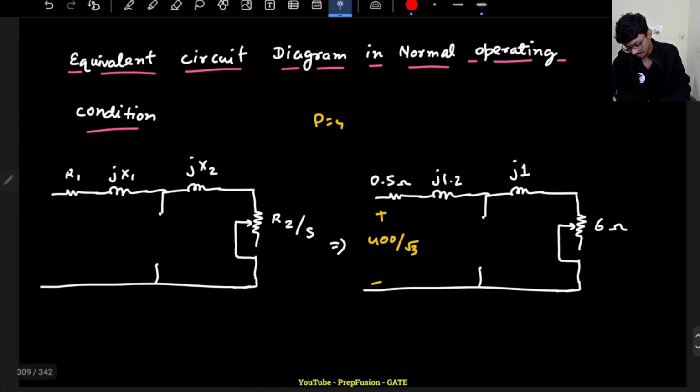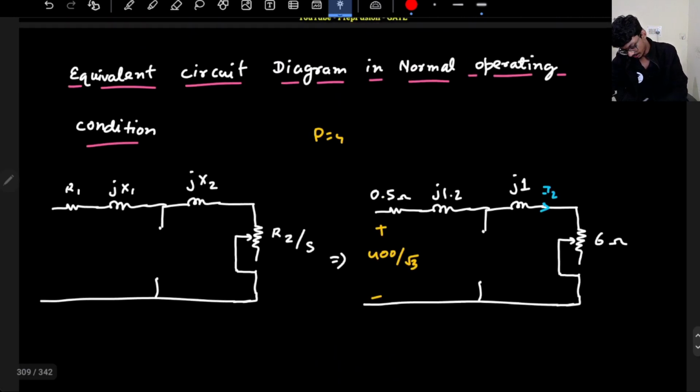So if I solve this circuit, first of all, I have to find out the I2, right? I2 will be roughly the same as I1 only, because here no current is flowing through the magnetizing reactance, right? So what will be the I2 in this case?